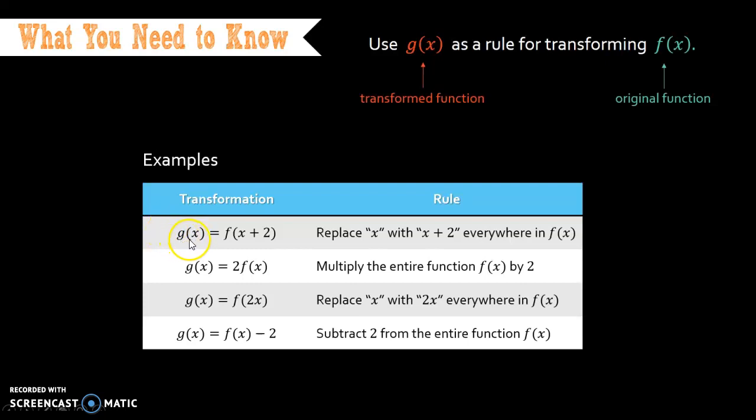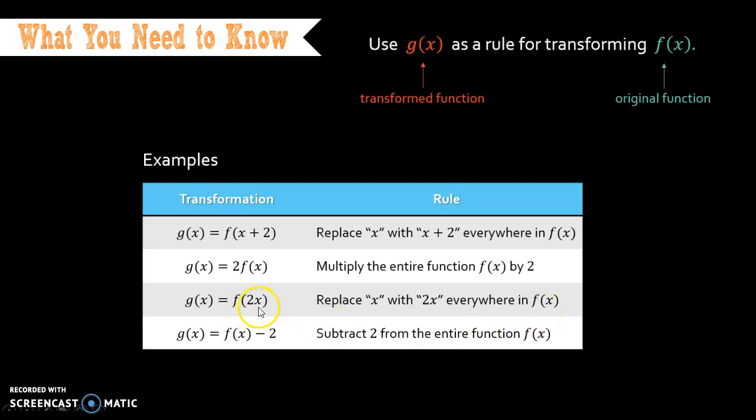G of x, my transformed function, is equal to f of x plus 2. That means that I'm replacing x with x plus 2 everywhere in my original equation. In the second line, g of x equals 2 times f of x. My rule is to multiply my entire original function by 2. In the third line, g of x equals f of 2x. I'm going to replace plain old x with 2x everywhere in my original function.